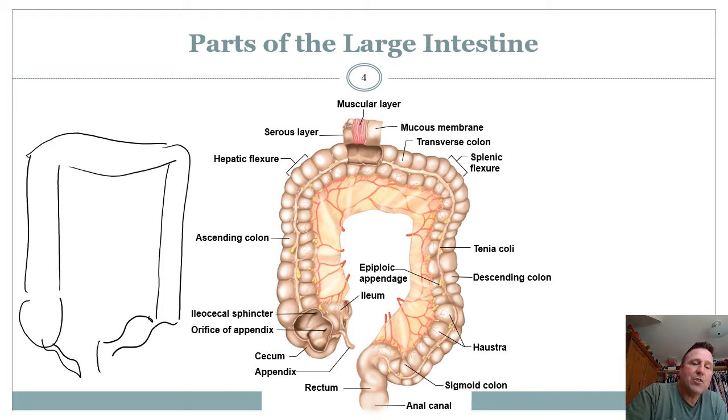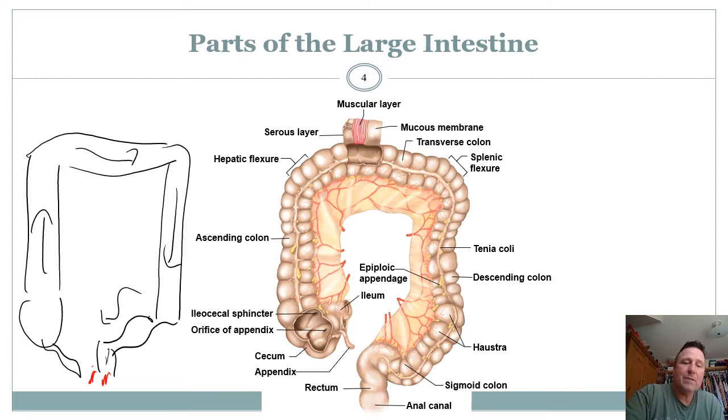And then lastly, the straight part is called the rectum. Remember, rectus abdominis, rectus femoris. Rectus means straight. And the anal canal will just be the last inch or two, just a little bit at the very end right there. So: ascending, transverse, descending, sigmoid, then the rectum and anal canal.